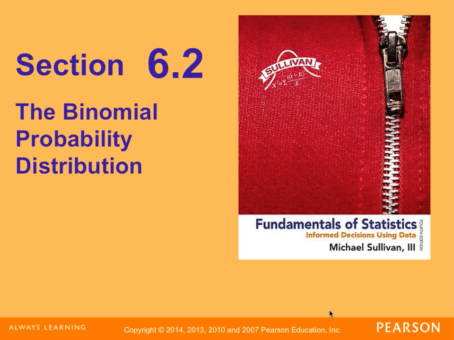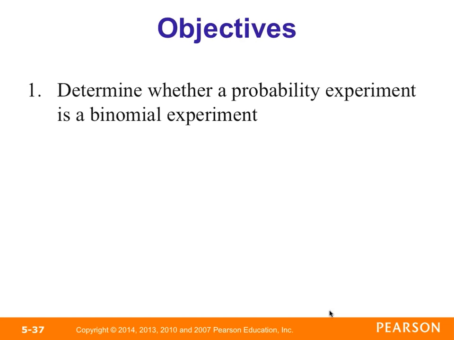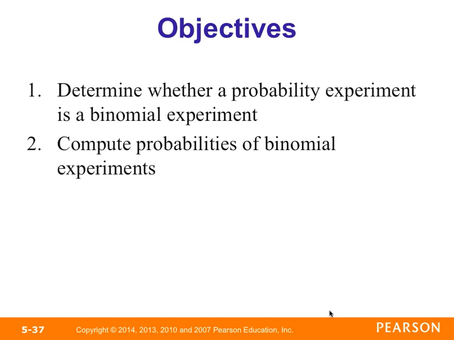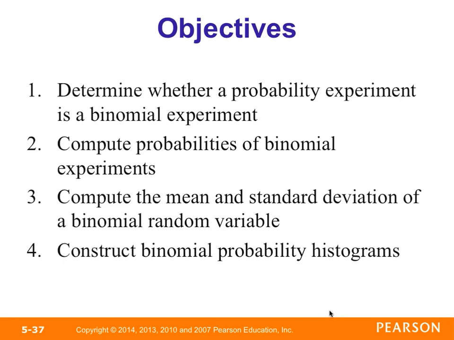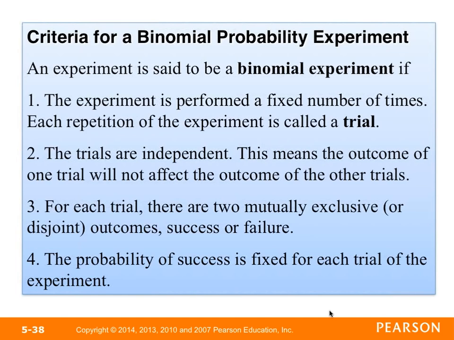Okay, section 6.2 is about the binomial probability distribution. So the objectives in this section are to determine whether a probability experiment is a binomial experiment, compute probabilities of a binomial experiment, compute the mean and the standard deviation of a binomial random variable, and construct binomial probability histograms.